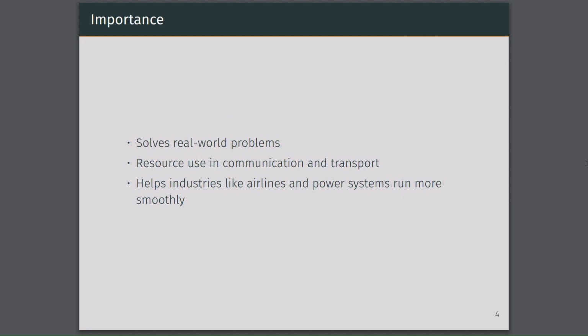The Edmonds-Karp algorithm is crucial for solving real-world network flow issues, optimizing resource use in communication and transportation. It helps industries run more smoothly in various critical domains too, such as airlines and power systems. The algorithm's clever use of breadth-first search makes it a vital tool for simplifying complex network challenges.